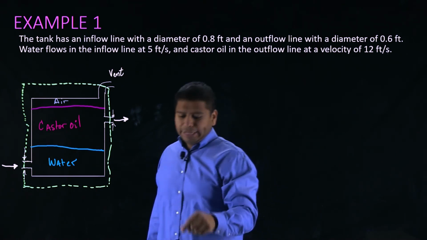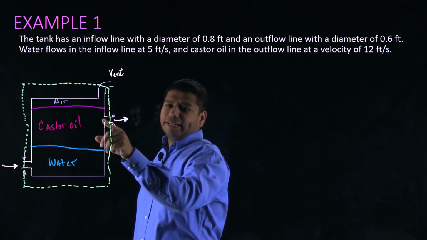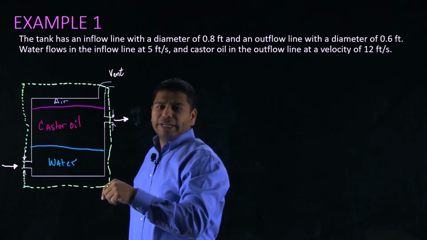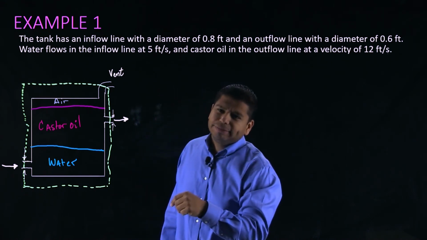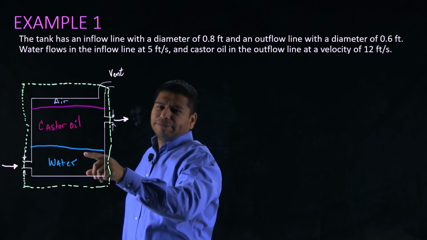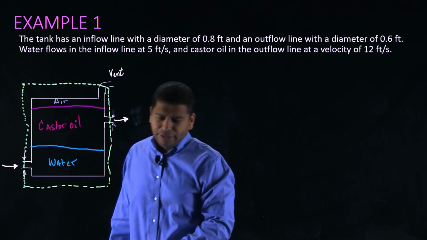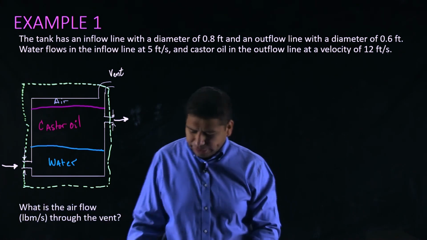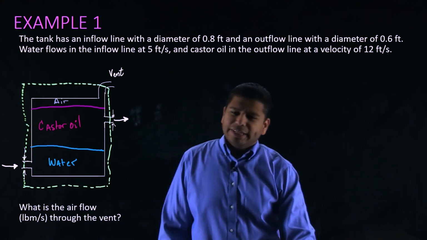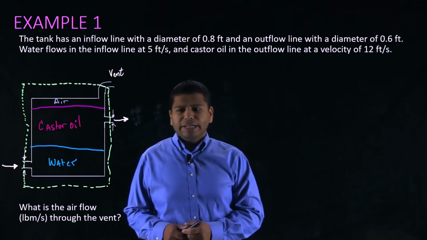I'm giving you the diameter at the bottom and the diameter at the exit, 0.8 feet and 0.6 feet respectively. The water flows in at 5 feet per second, and we have an outlet velocity of 12 feet per second. So the question is, what is the airflow through the vent? How can we calculate this?